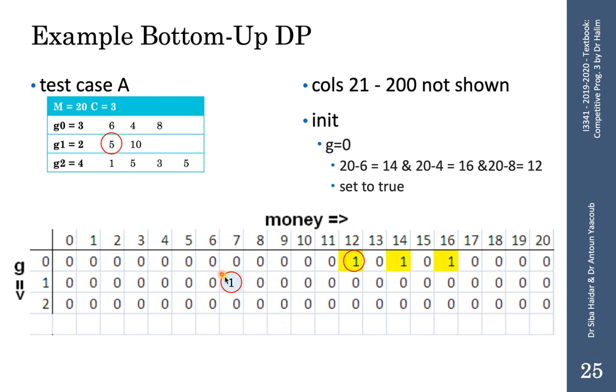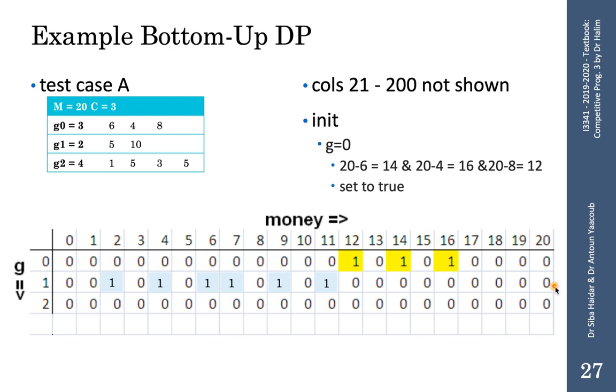So the state here is reachable. The entry 1, 7 is reachable. And I can also buy the garment that costs 10, and this will leave me with 12 minus 10, $2, and this is also reachable. I repeat the same thing for the entry 0, 14. I can buy the 5 and I can buy the 10, which leaves me with $4 or $9. And for the entry 0, 16, I can move on to 10 or 5, which will leave me with $6 or $11.